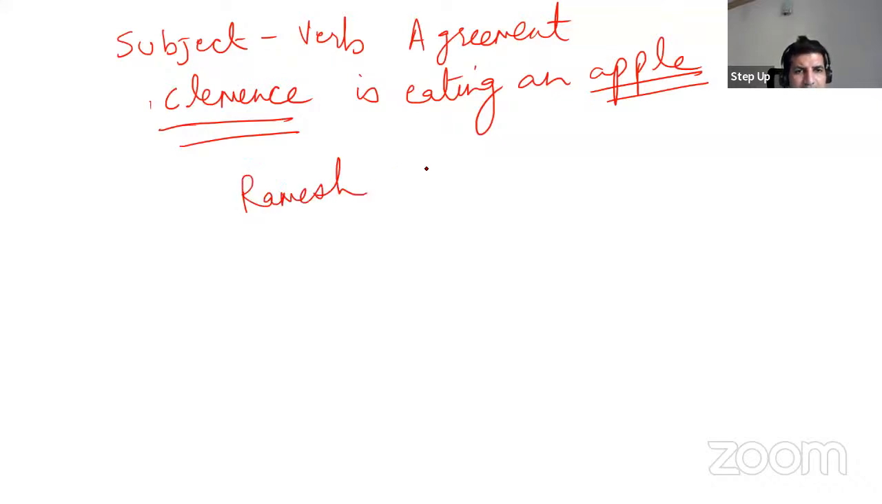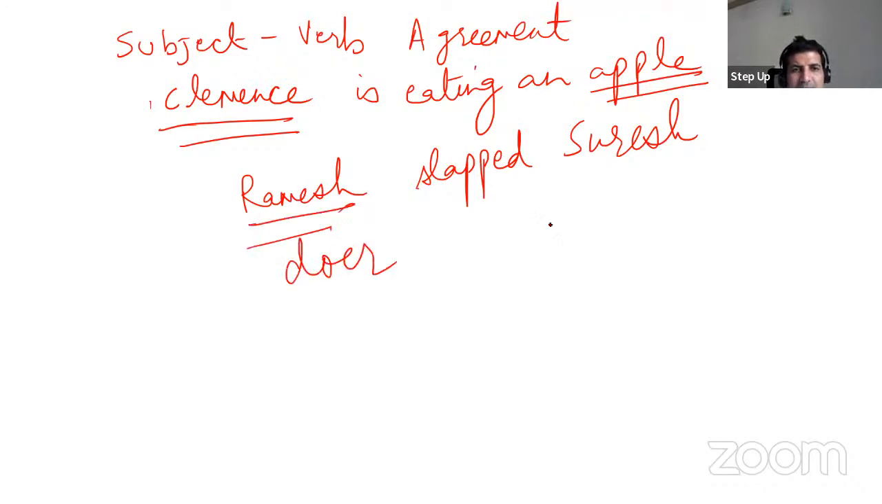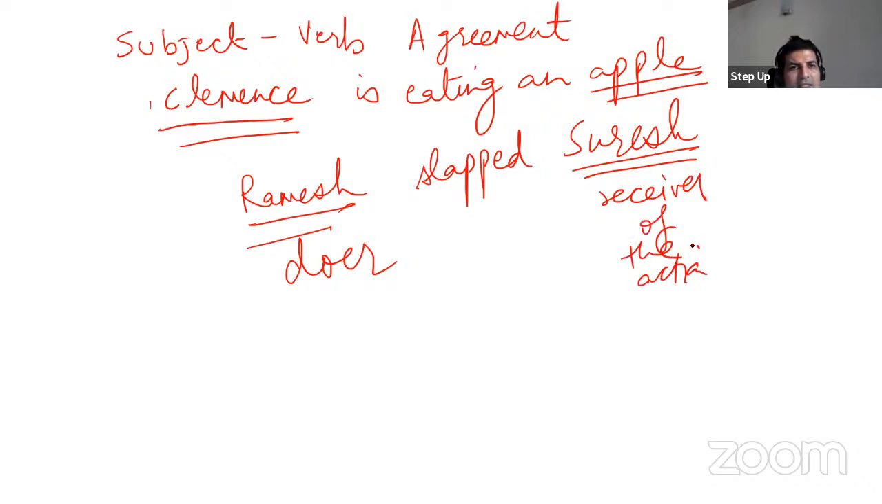Or Ramesh slapped Suresh, for example. So this person is the doer of the action, and the one on whom the action is done is the receiver of the action. Got it? So subject, object. The verb is slapped, eating, like that. So the simple rule is subject and verb should be in agreement.